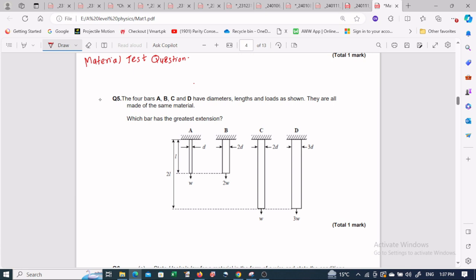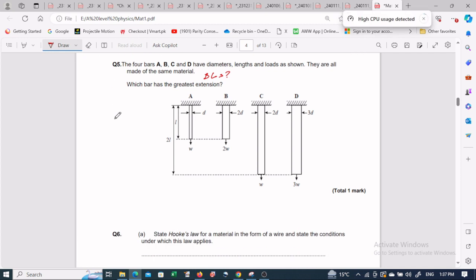The A bar has weight W and the diameter is D. For the B bar we have weight 2W and the diameter is 2D. Similarly, the weights and diameters of C and D are given. Now we have to find which bar has the greatest extension, delta L.